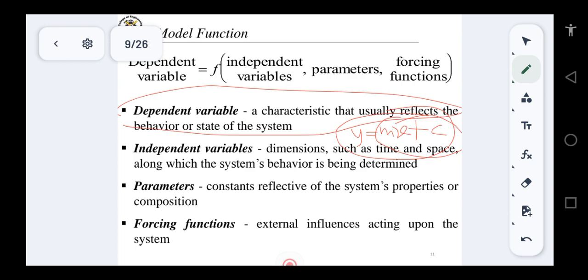When we move ahead, we will see some examples of dependent variables and independent variables. Here y becomes our dependent variable because it depends on the other variables on the right hand side for its existence. And the independent variables, for example time and space, are those along which the system behavior is being determined.